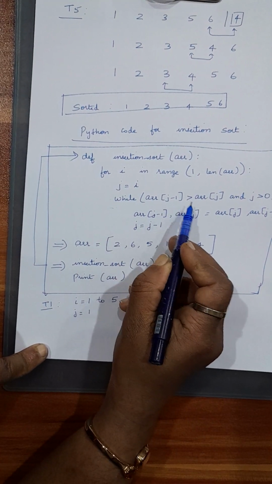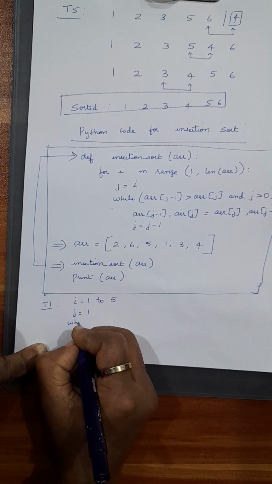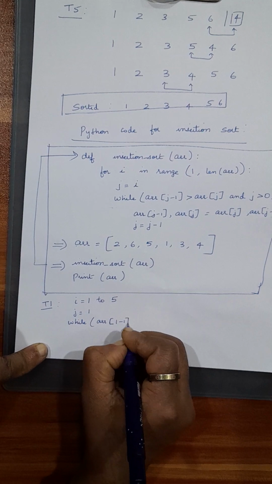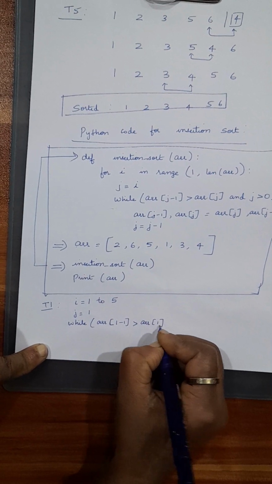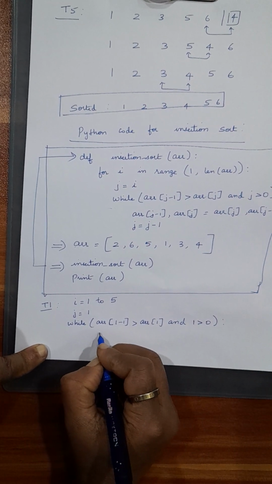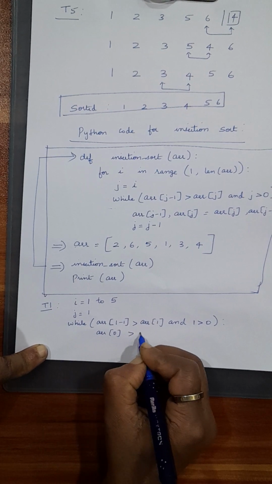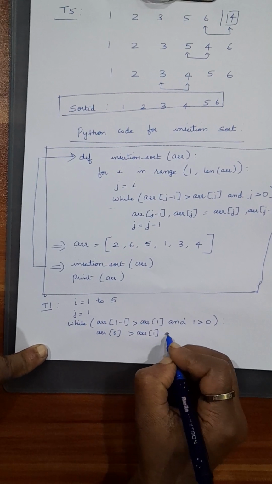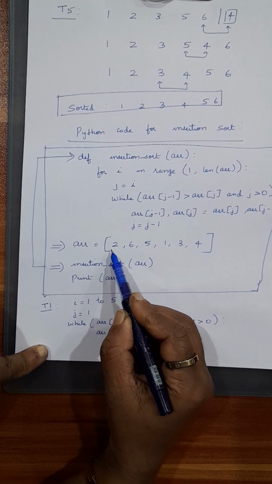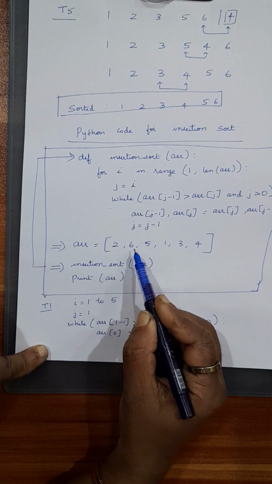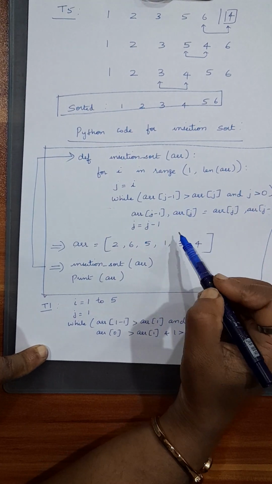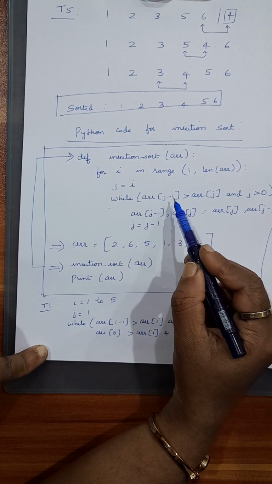Now there is a check: while array of j minus 1, that is array of 1 minus 1, is greater than array of 1, and what is the j value? 1 greater than 0. This becomes array of 0 greater than array of 1 and 1 is greater than 0. What is array of 0? Array of 0 is 2. I am checking: 2 is greater than array of 1, which is 6? No. Since it is a logical AND operator, both conditions must be true in order to enter the loop. Since this condition is false, it moves to the next iteration.